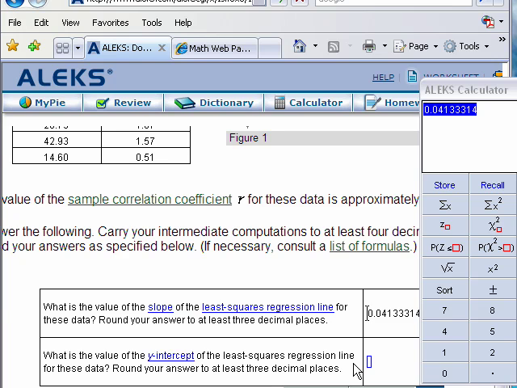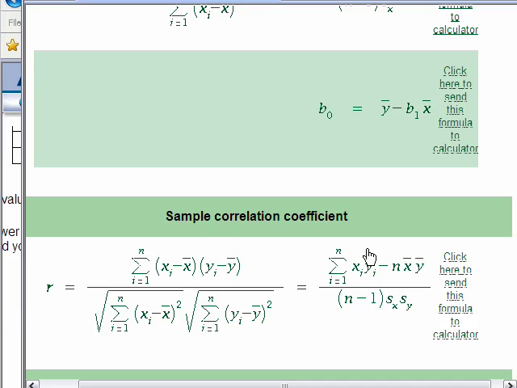All right, now to find the Y-intercept, that's B naught, and we go to the list of formulas, which will tell you how to find B naught. So under list of formulas, B naught, which is the Y-intercept, is given by Y bar minus B1 X bar. So we've computed B1 from the previous example. All we need now is the sample mean for the Y values and the sample mean for the X values. So let's go ahead and do that.